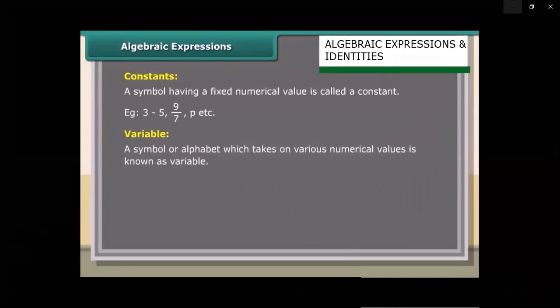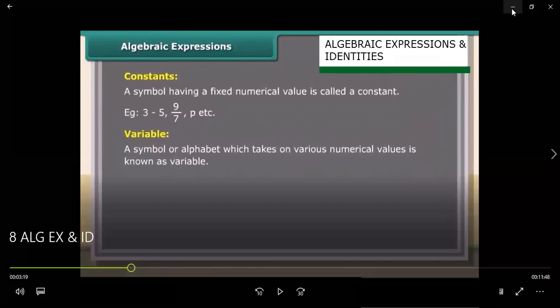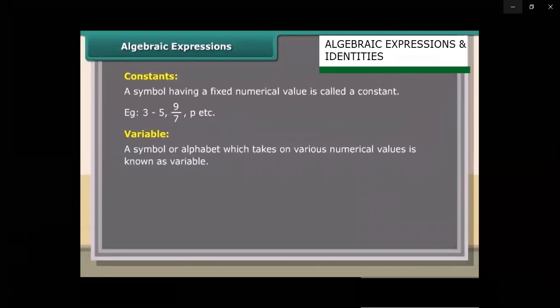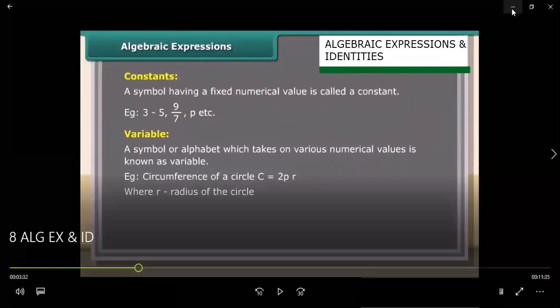Then we have variables. A symbol or alphabet which takes on various numerical values is known as a variable. For example, the circumference of a circle C is equal to 2 pi r, where r is the radius of the circle.